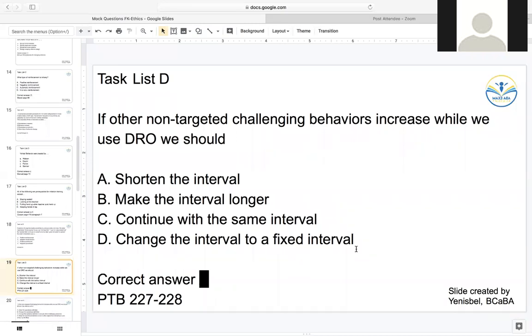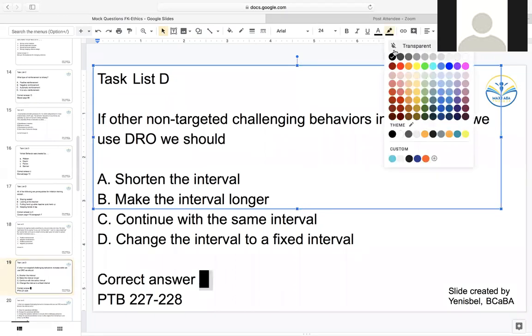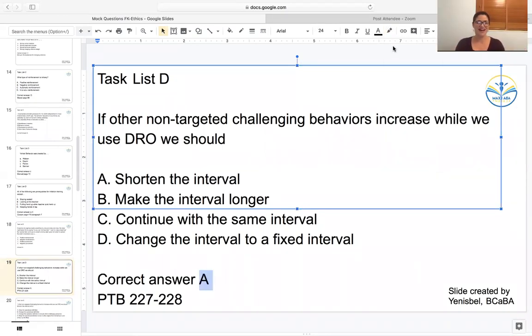So I say A, shorten the interval. We don't know. I think because if we shorten the interval, then they would come in contact with reinforcement more frequently. Yeah. Who said that? Tabitha. Thank you, Tabitha. You did awesome. And the rest of you too. Thank you for explaining it, guys. I really like that.